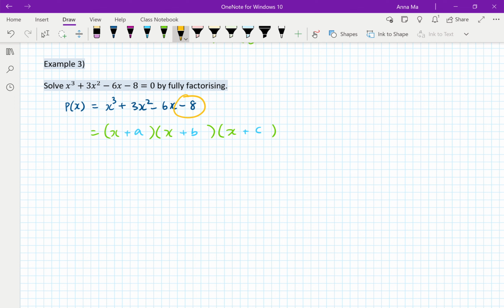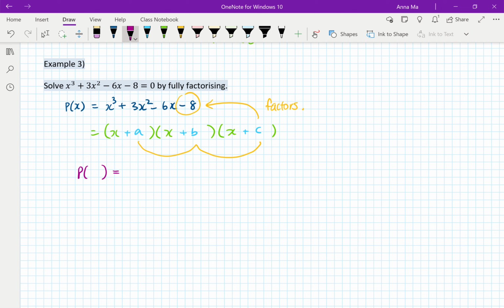Which means, maybe I'll just leave it there. So I can say a, b, c are factors. And what that tells me is if I want to find or test possible factors of P of x, I will need to test factors of -8 into my polynomial.